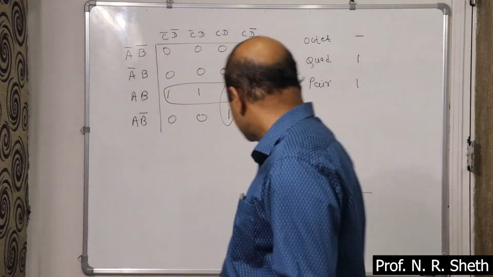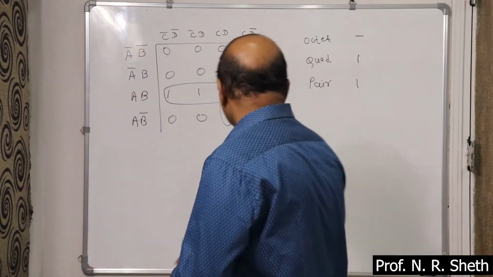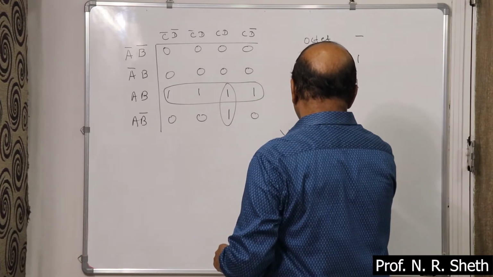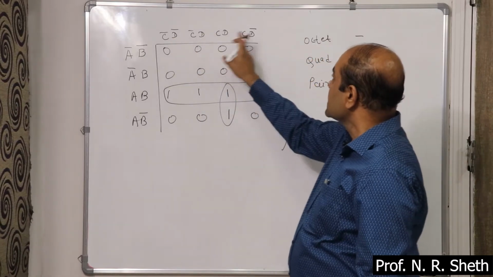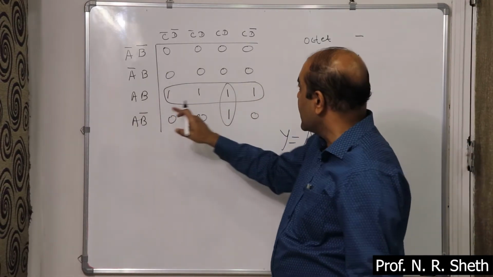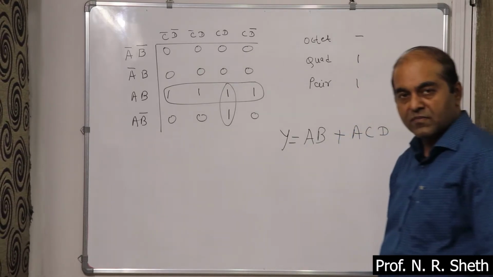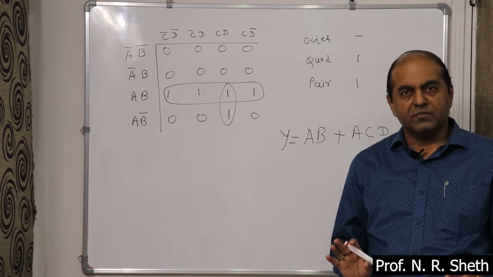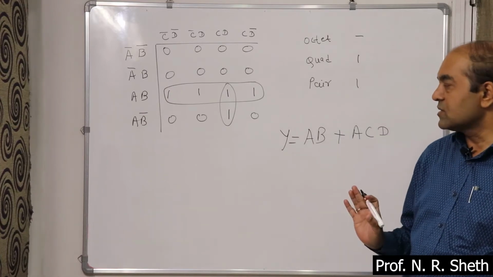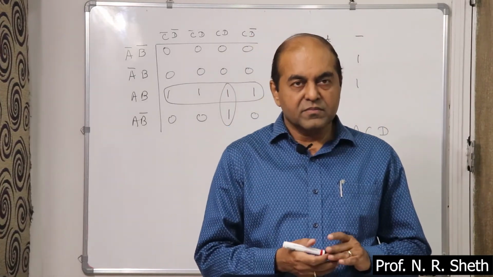So y equals to AD. C bar, C bar, C, C cancel, D bar, D, D, D bar cancel. And for this pair, B, B bar cancel. So, A, C, D. Clear? So, it's simple. But you have to remember all the 6 properties. Then this K-map is a simple topic. Okay? One more example.